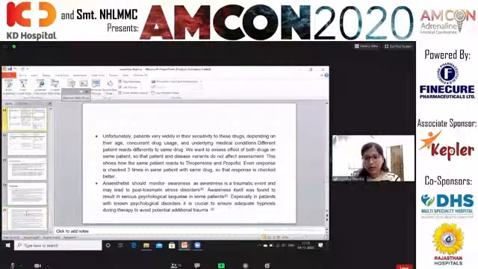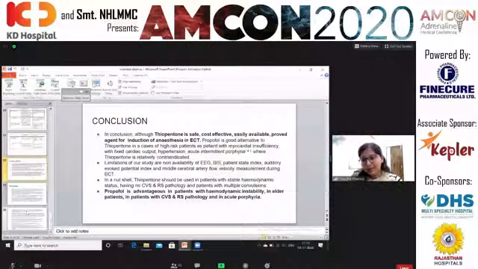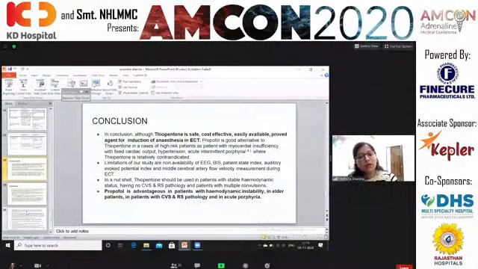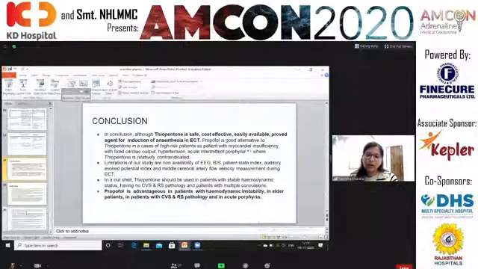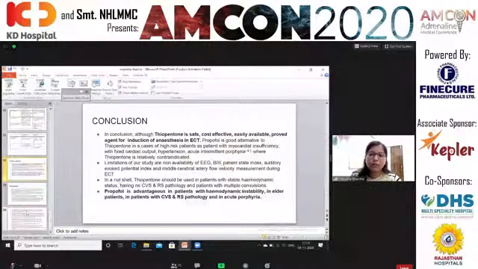I'd just like to conclude that thiopentone is a safe, cost-effective, easily available and proven agent for induction of anesthesia in ECT. Propofol is a good alternative in high-risk patients, such as patients with myocardial insufficiency, fixed cardiac output, hypertension, and acute intermittent porphyria, where thiopentone is relatively contraindicated.